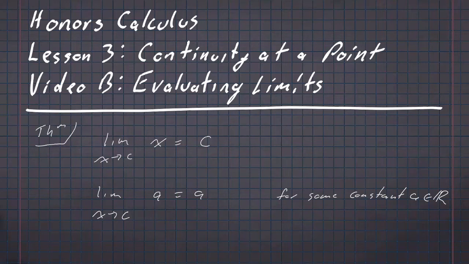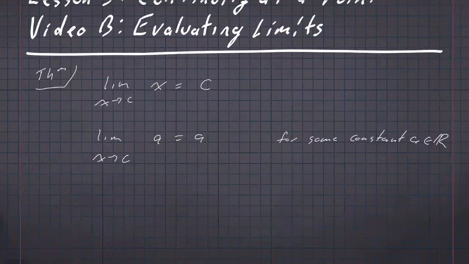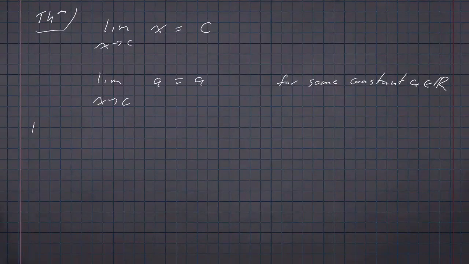My first theorem tells me that the limit as x approaches c of x is equal to c, and the limit as x approaches c of some constant a is a. Things that seem fairly reasonable. And the proof here is so obvious that it's hard to say that anything is really happening.